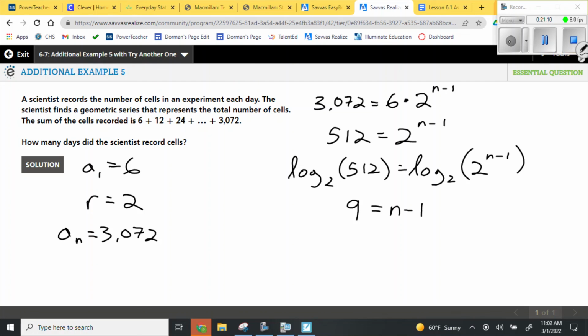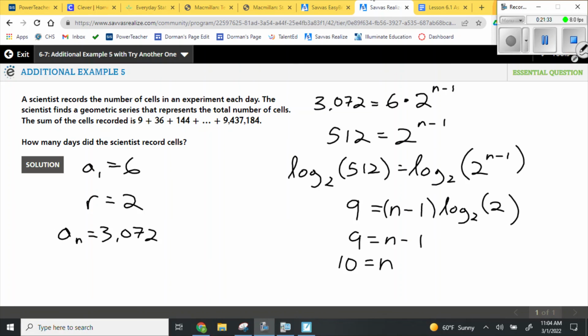And then we'll have the n minus 1 pulled out here. Right? I skipped this step in the last one. I'm not going to do it this time. So now we have 9 equals n minus 1 because log base 2 of 2 is 1. And then all I need to do is add 1 to both sides and I get that n is equal to 10. All right, so that is the last example from 6.7.